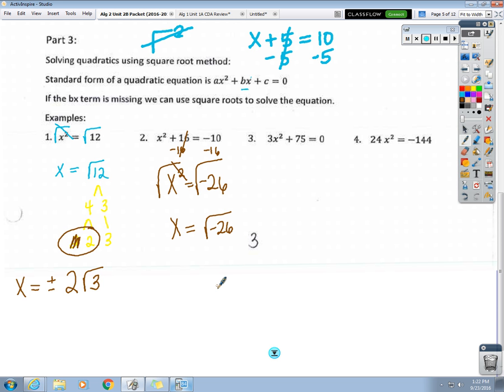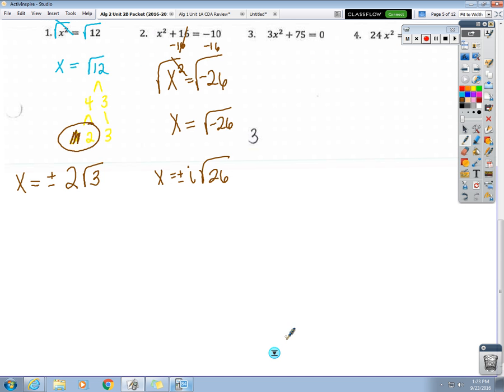Can I leave my answer like that? No. Can you factor tree 26? What are the factors? And aren't both of those prime? So doesn't that mean there's no pairs? That means the square root of 26 cannot be simplified. However, you can't leave that negative in there. You have to take it out and put an i, and then you put plus or minus. So the answer is plus or minus i square root of 26.